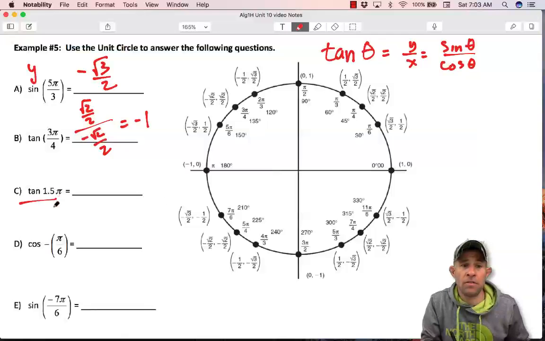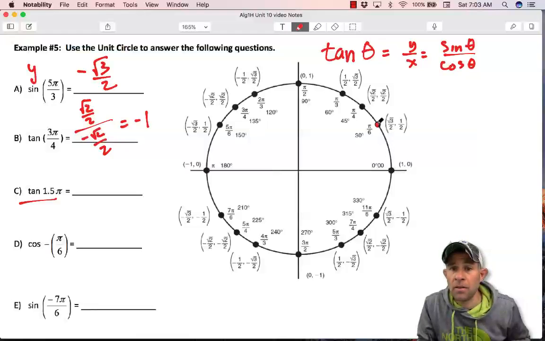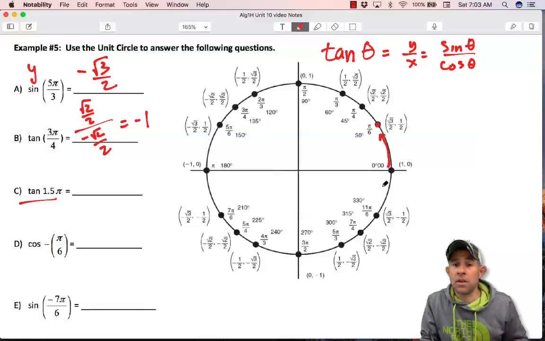All right. Next, let's move down. We'll skip past C for right now. Let's go to cosine of negative pi over 6. So if I take a look here at pi over 6, the positive direction is 30 degrees. So in the negative direction, or clockwise direction, it should be here at 330 degrees. Now, if I want the cosine of that, I'm looking for my x-coordinate. So that should be root 3 over 2.